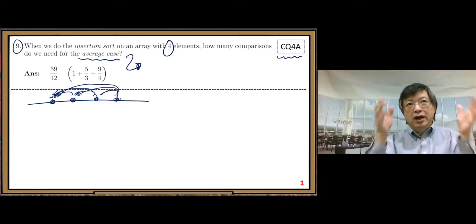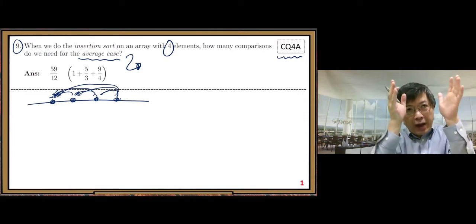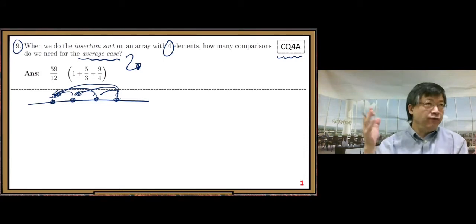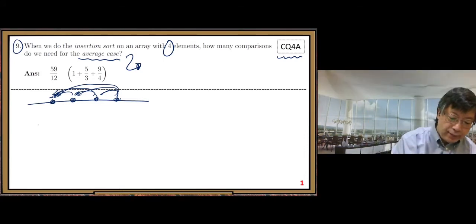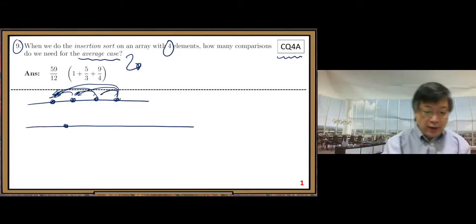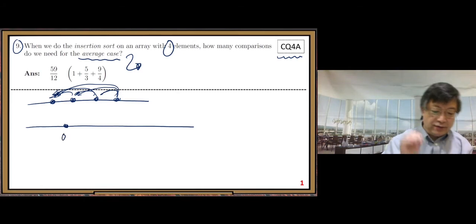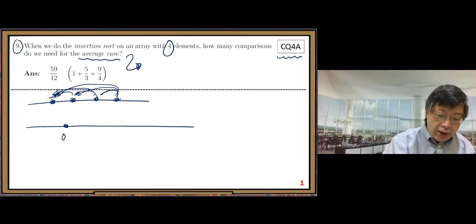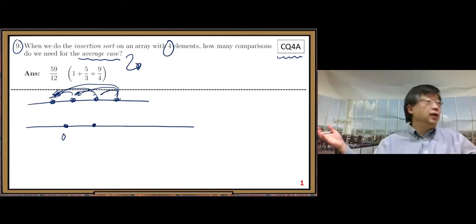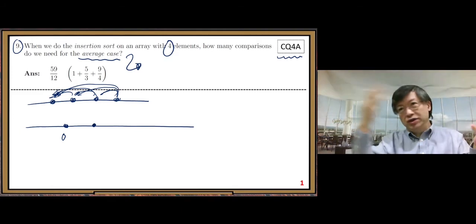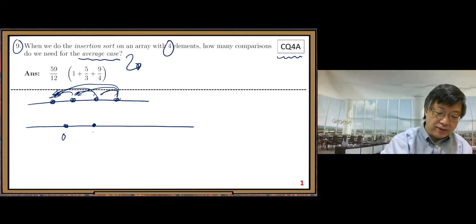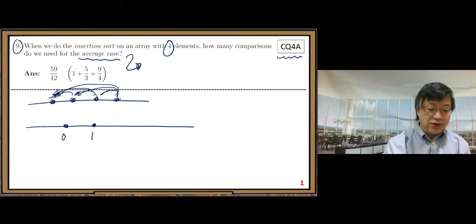Based on that, let us do the average case calculation step by step in a straightforward way. First, no comparison, so we can use 0. The second element: now, one comparison, right? No matter best case or worst case, you just do one comparison to make it sorted. So the second one is also easy. That's the reason you see 1 here.